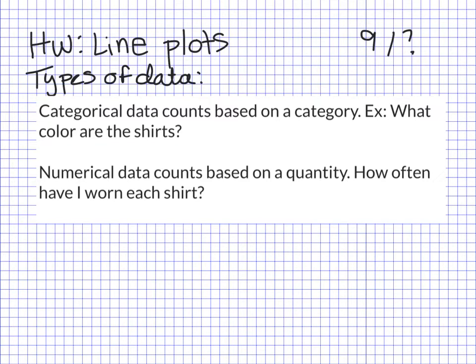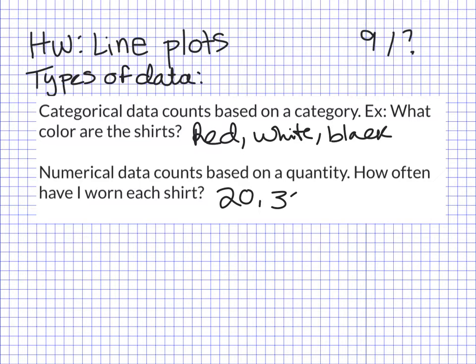Numerical data counts based on a quantity. So for example, how often have I worn each shirt? And then I could go through on each one and say, I've worn this one 10 times, I've worn this one 30 times, I've worn this one 1 time. So you can see in the first example, the answer is going to be words like red, white, black. The answer in the second one is going to be numbers. We will be primarily working with numerical data in this class.